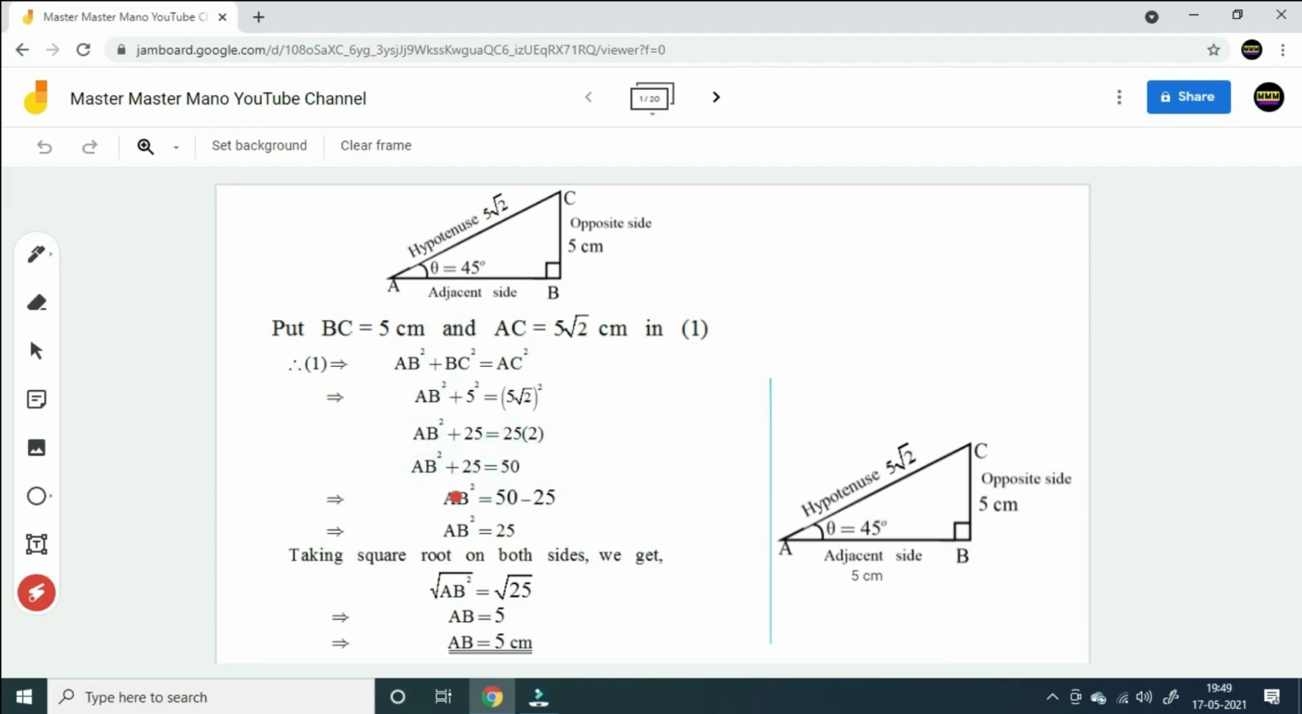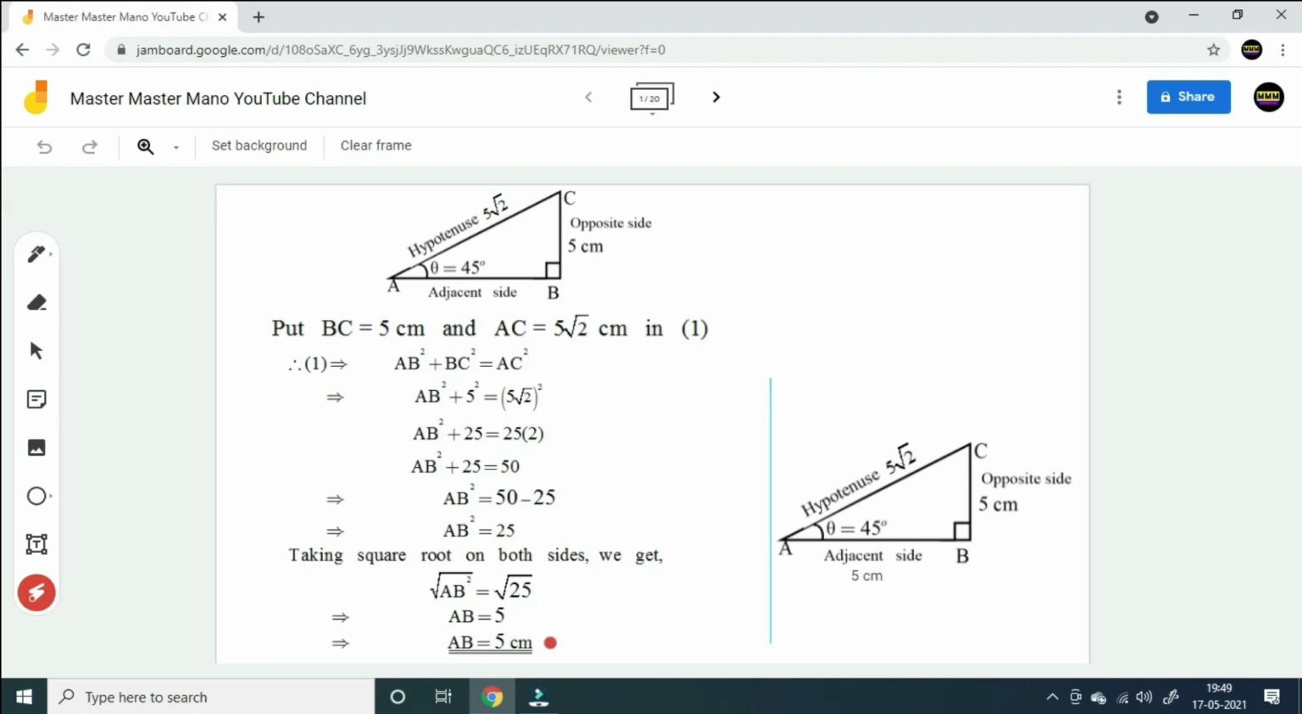Now, AB square is kept on the left hand side of the equation, and on the right hand side we have 50, and when this plus 25 goes to the right hand side of the equation, it will be minus 25. On the left hand side we have AB square equal to, on the right hand side, 50 minus 25, which is 25. Taking square root on both sides, we get root of AB square equal to root of 25. When root of AB square comes out of the root, it will be simply AB equal to root of 25, which can be written as 5. Therefore, the length of the adjacent side AB is 5 centimeter, and it is found by the Pythagoras theorem.